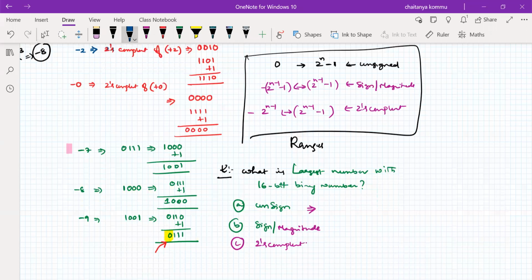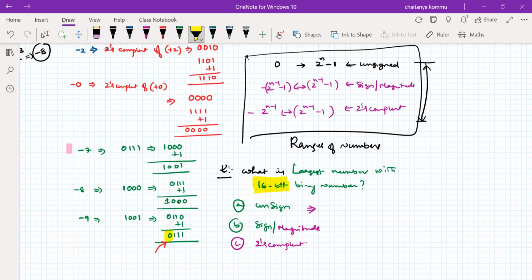See, this is a very, very easy question. The range of the numbers is represented here, right? These are the range of numbers. Agreed? It's very simple. N is given, and N is 16 bits. So what is its value then?